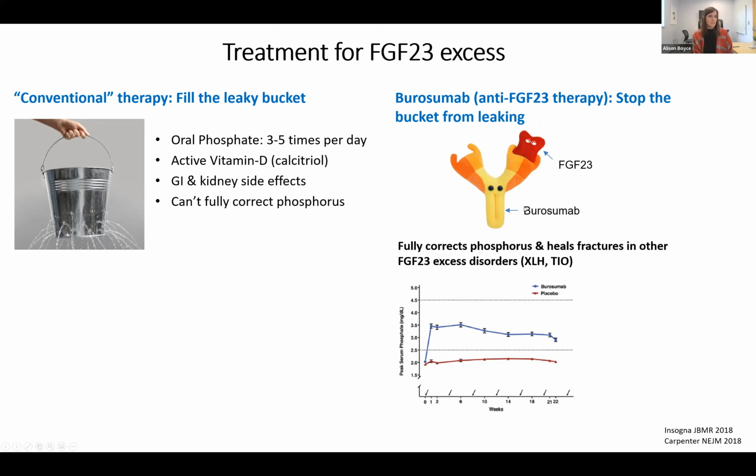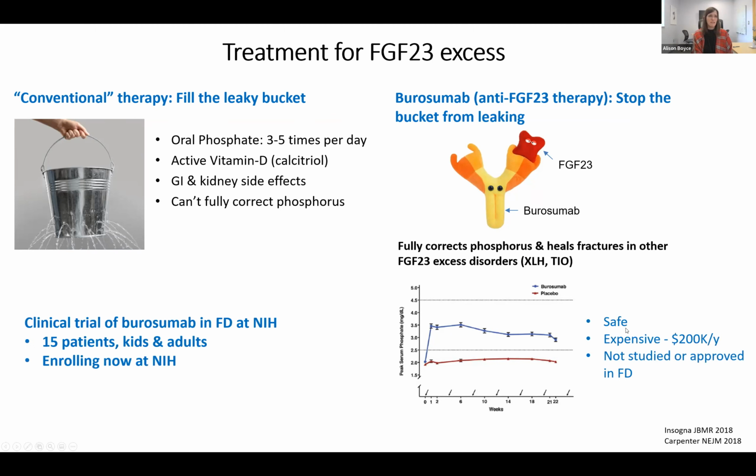And burosumab has been studied in 2 other diseases where we see high FGF23. One is called X-linked hypophosphatemia. One is called tumor-induced osteomalacia. They're both very different than FD. But one thing they have in common is high FGF23 levels and low blood phosphorus levels. And what's exciting is in these studies, burosumab has been able to fully correct phosphorus. It can get it right up into the middle or even the upper part of the normal range, which is a huge advantage over conventional therapy. And it's also been shown to help fracture healing in those disorders.